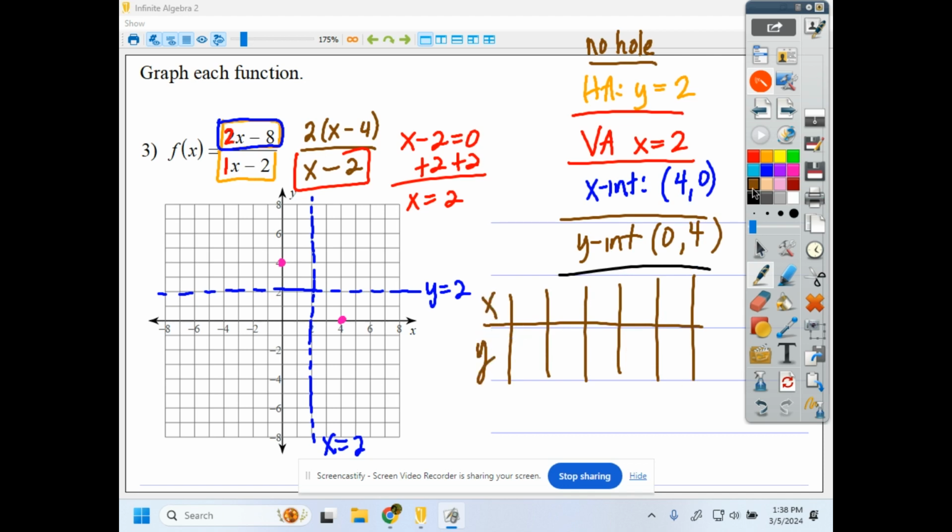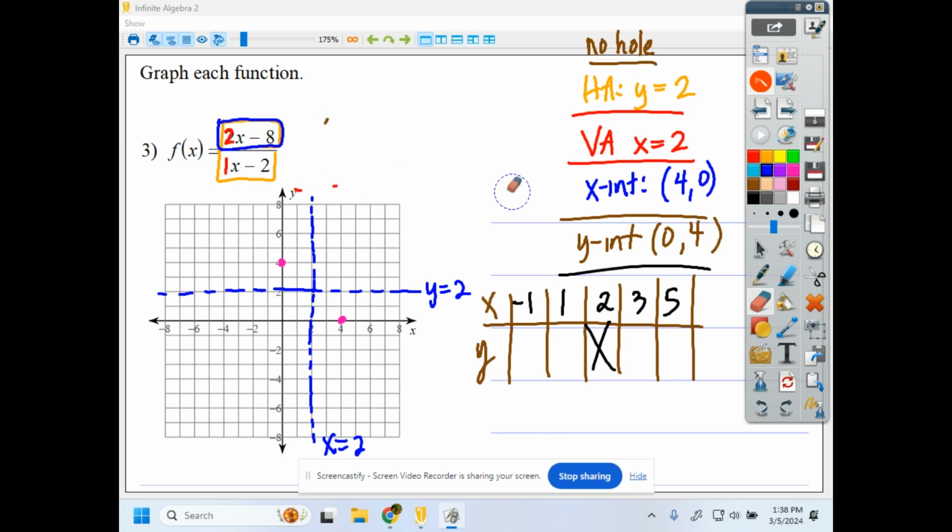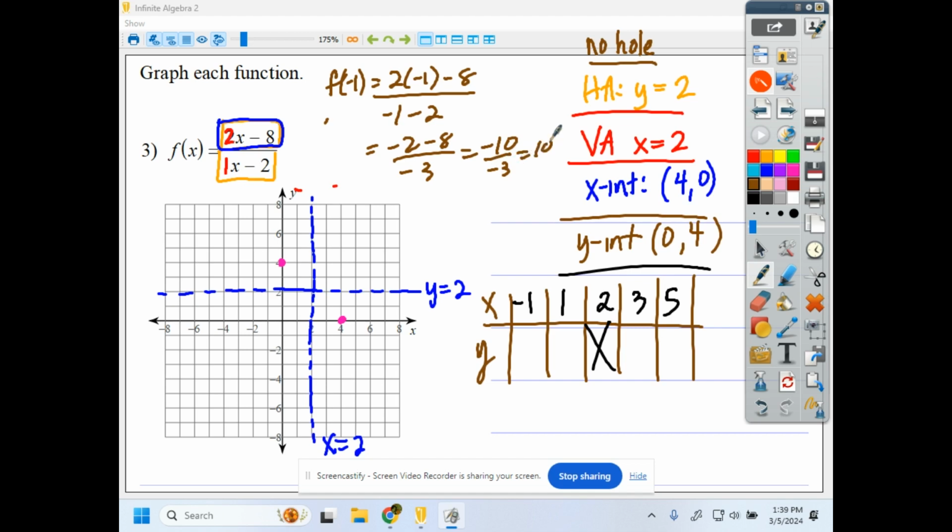x, y. We know the asymptote is at 2. Then there's nothing there. Pick 2 points on the left. Let's say I have a 1 and negative 1 there. And let's pick here 3 and a 5. So we plug in the negative 1. You can plug in the negative 1 to the factored form or to the original problem. So f of negative 1 is 2 times negative 1 minus 8 over negative 1 minus 2. That will give you negative 2 minus 8, negative 10, over negative 3, or 10 thirds.